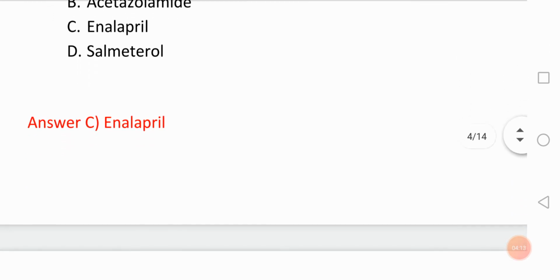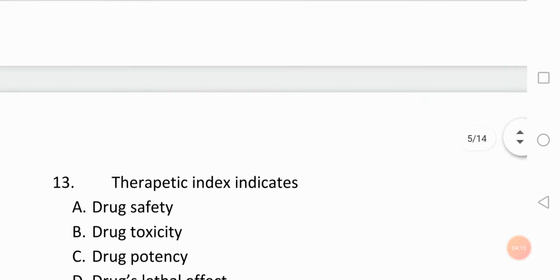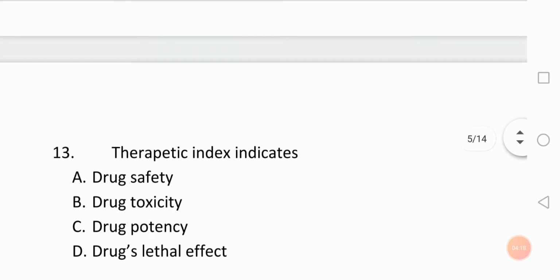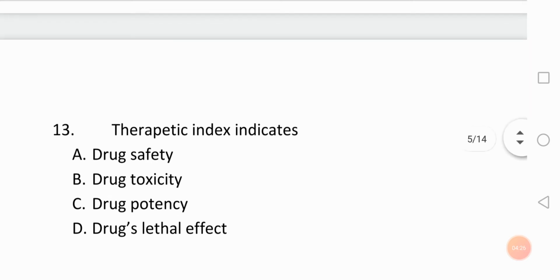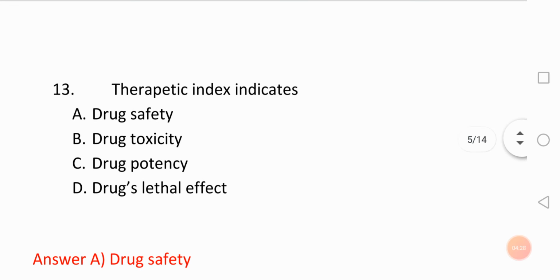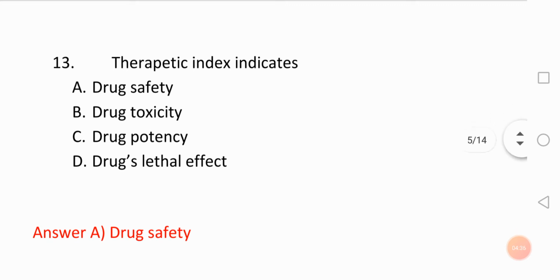Next question 13. Therapeutic index indicates: A. Drug safety, B. Drug toxicity, C. Drug potency, and D. Drug lethal effect. And the answer is A part, drug safety. It is a ratio of median lethal dose to the median effective dose.